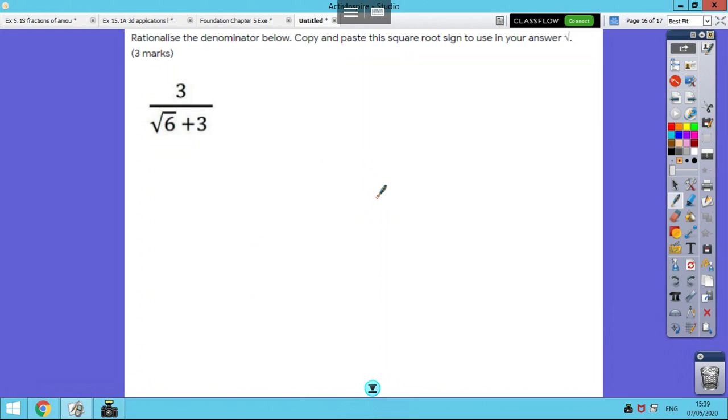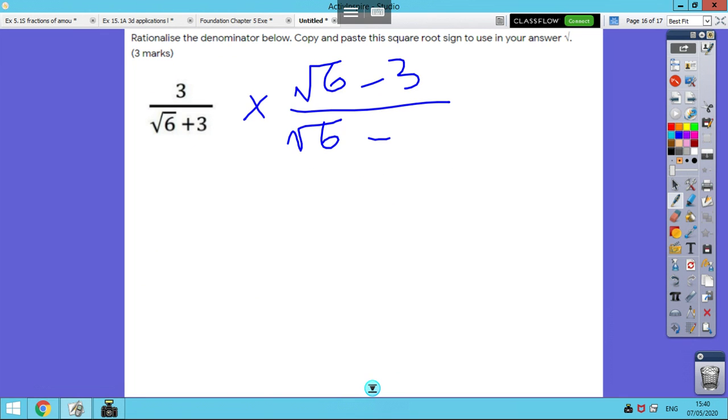So some of you tried to multiply both of them by root 6. That wouldn't have worked because you'd have had to multiply the 3 on the bottom by root 6 and just have 3 root 6. When you get something like this, you have to make sure you create the difference of 2 squares on the bottom. So you would have had to multiply both the top and bottom by root 6 minus 3. Then you create the difference of 2 squares.